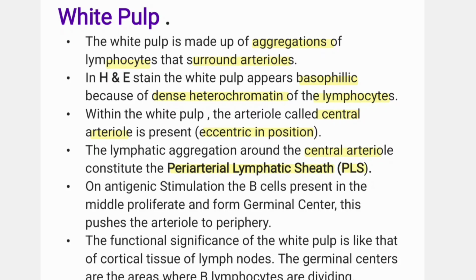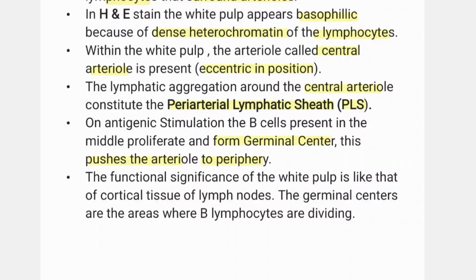On antigenic stimulation, the B cells present in the middle proliferate and they form the germinal center. This pushes the arteriole to the periphery. So what is responsible for the eccentric position of the central arteriole? It is the B cells which proliferate and form the germinal center, and that pushes the arteriole to the periphery. The functional significance of the white pulp is like that of cortical tissue of lymph nodes. The germinal centers are the areas where the B lymphocytes are dividing.